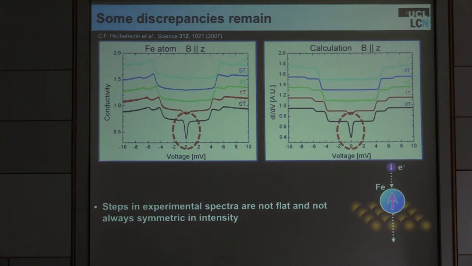If you stare at this very closely, you will notice, for example, that the calculation predicts that the intensity of the step should be the same at positive or negative voltage, but in the experiment that is definitely not the case. If you look at the step shape, it should be nice and flat, but experimentally it actually looks like a peak. There is no way you're going to get that from this formalism.